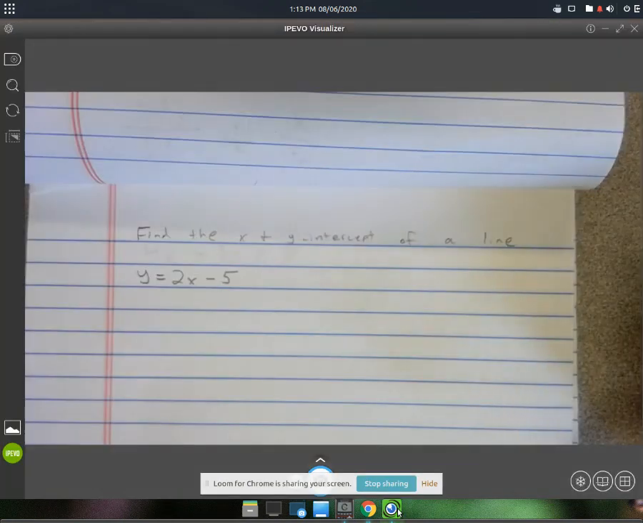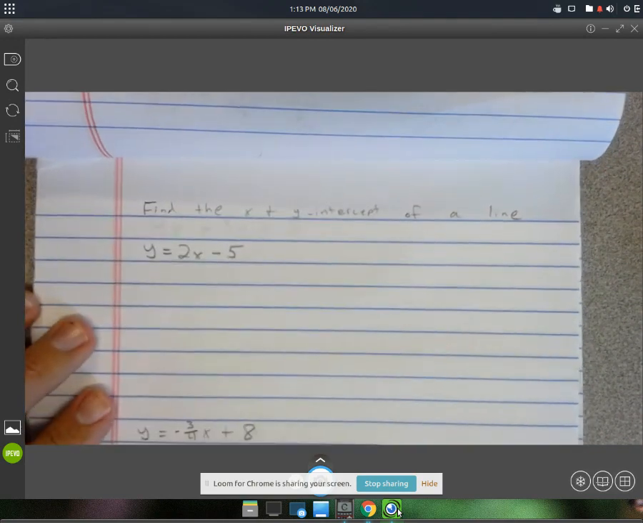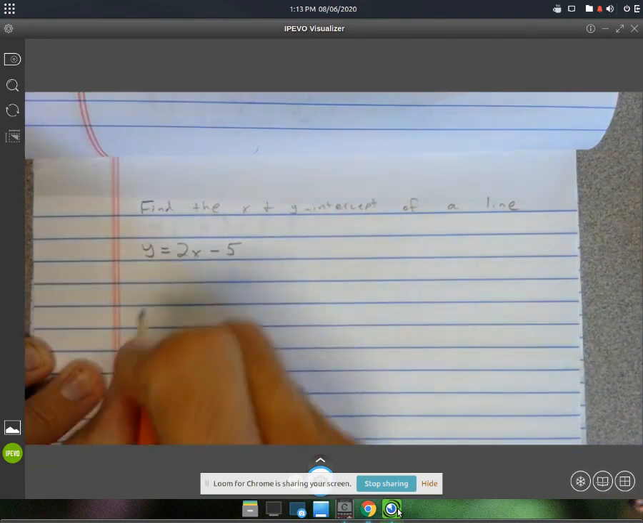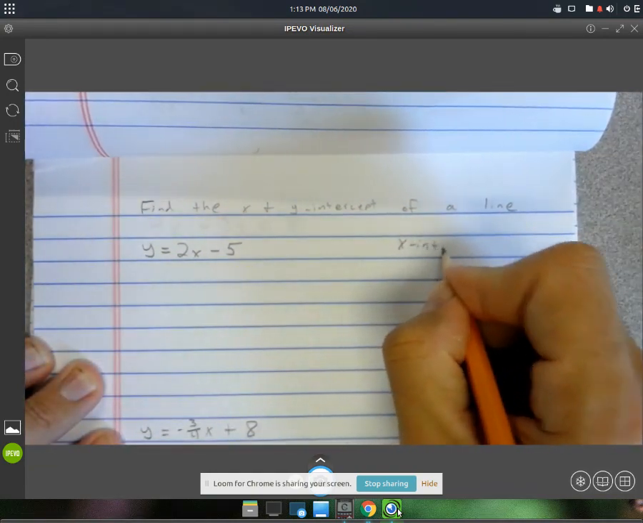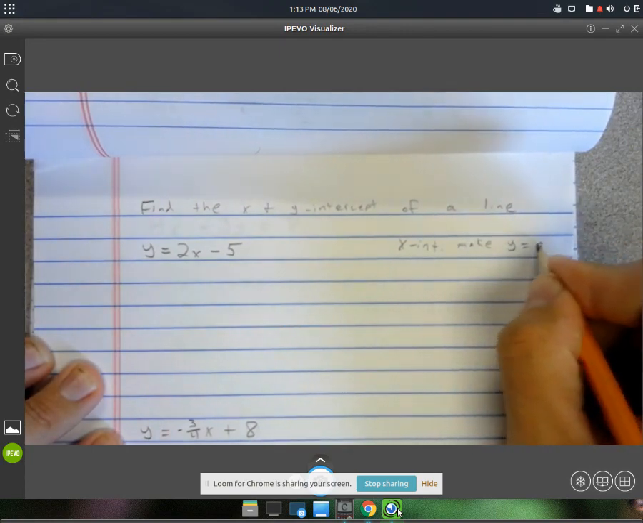Alright, in this first video, I want to show you how to find the x and y intercepts of pretty much any line. This is something they usually show you in Algebra 1, but it's going to be on your test, so hopefully you know it. In order to find an x-intercept, you make y equal 0.